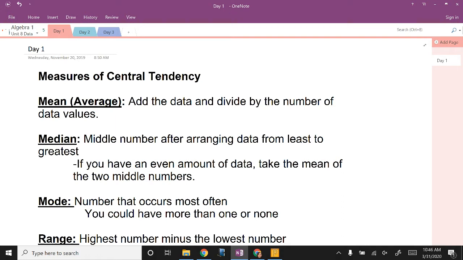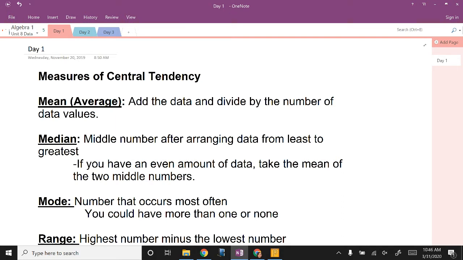We know from past experience that the mean is also known as an average. To get an average or a mean of data, you're going to add all of your data, and then you're going to divide by the number of data values that you have. So if you have 10 numbers in your data, you're going to add all 10 of those numbers, and then take that sum and divide by 10. So you add all your data and divide that sum by the amount of data values that you have.